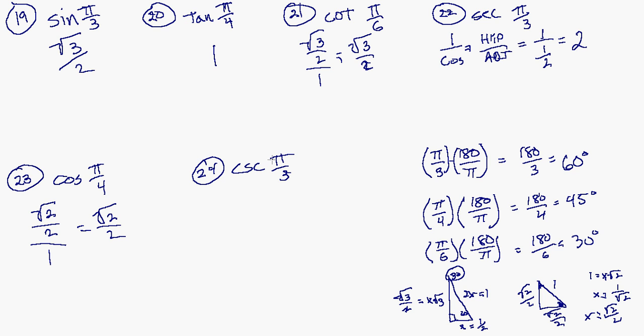Cosecant is 1 over sine, which is going to be the hypotenuse over opposite. So looking at it now from the 60 degree portion, hypotenuse is 1, and the opposite is the square root of 3 over 2. So this becomes 2 over the square root of 3, which is simply 2 square root of 3 over 3.